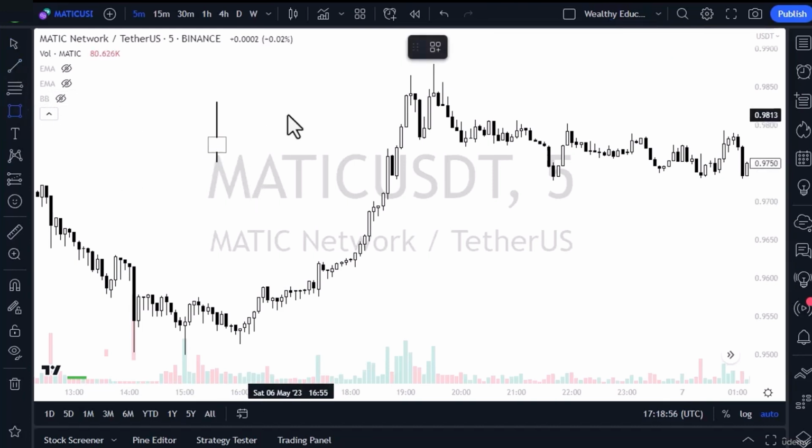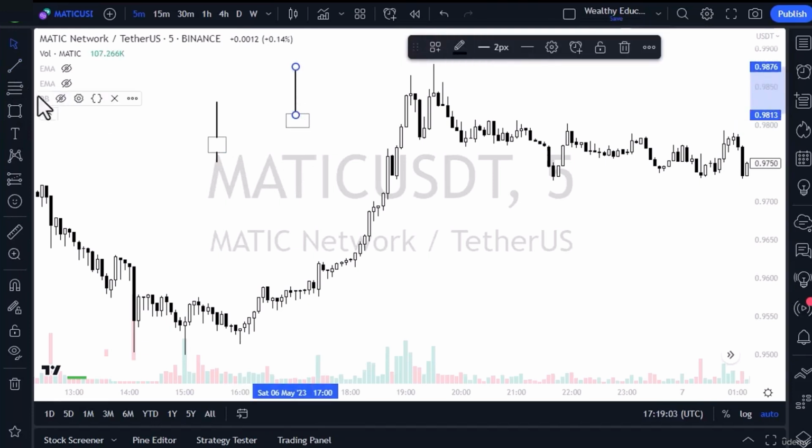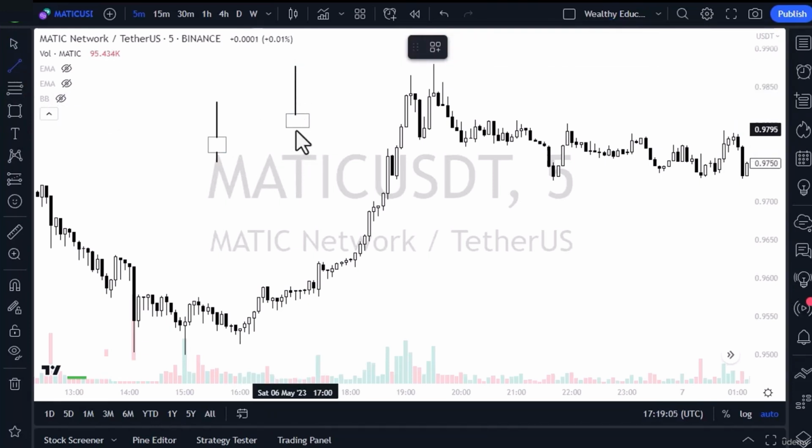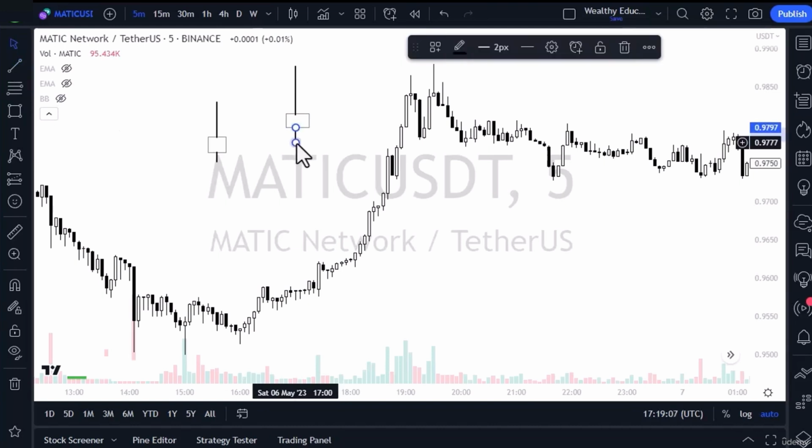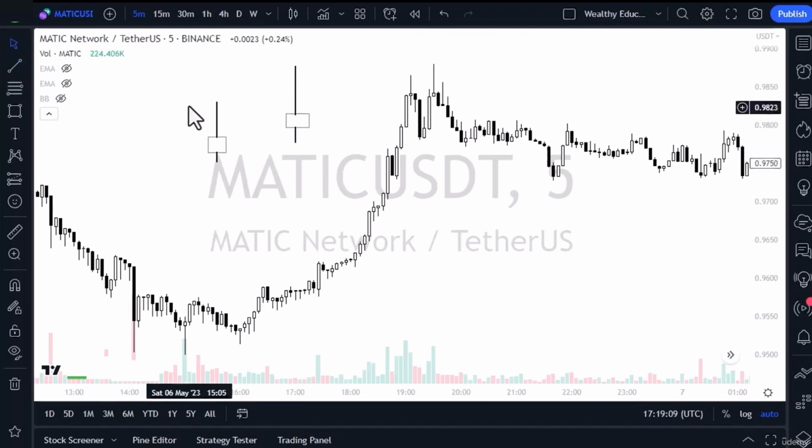And a shooting star, just like in the last video, we have the same pattern, or the same candlestick shape. It just depends on where it appears. And again, think about what's going on. The buyers come in and they fail.